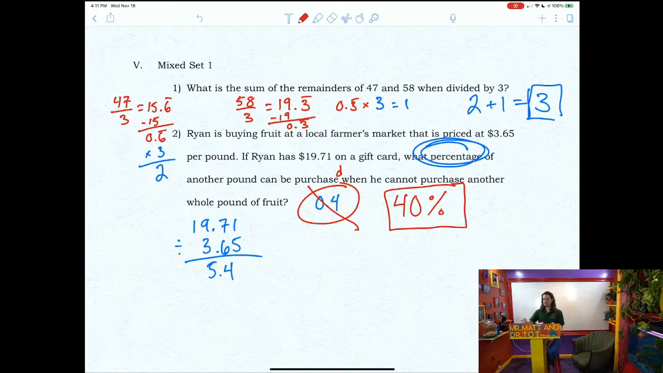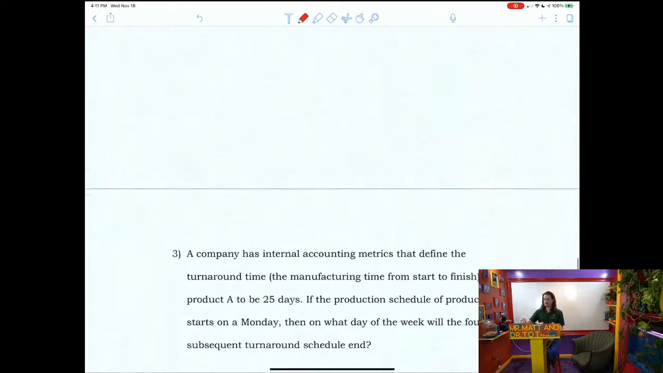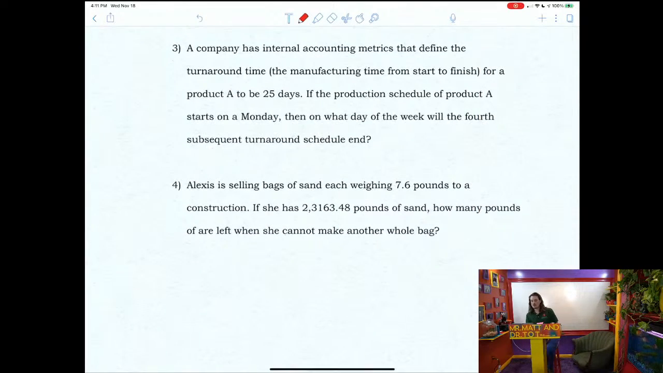If you have any questions, please let me know. Otherwise, I'm going to give you 3 minutes. Please look at questions 3 and 4. I'll give you some hints after the 3 minutes.